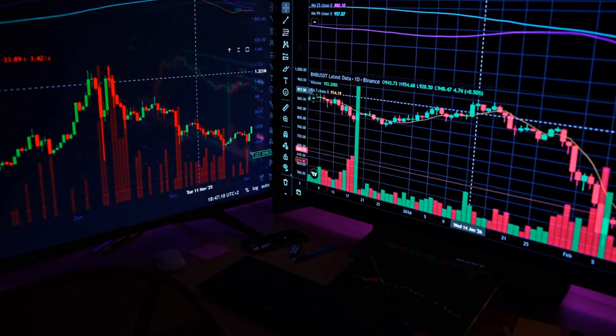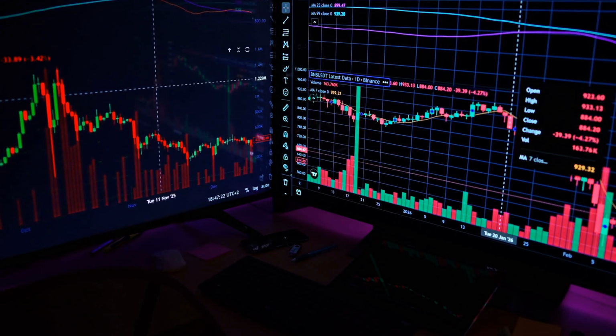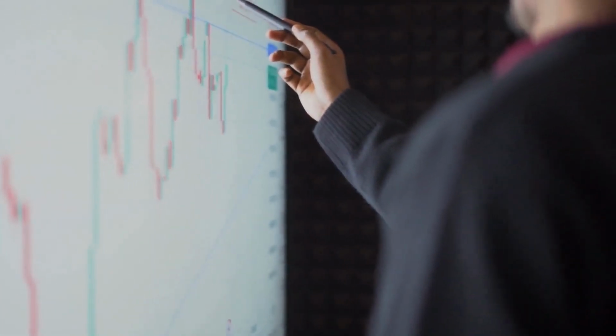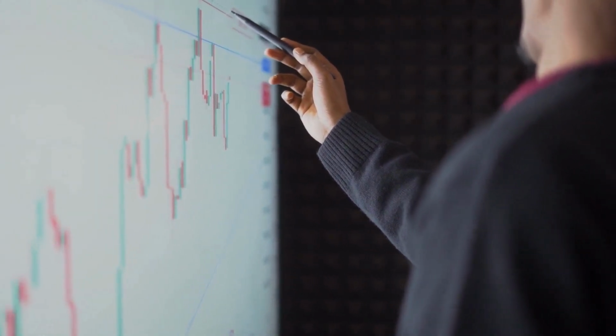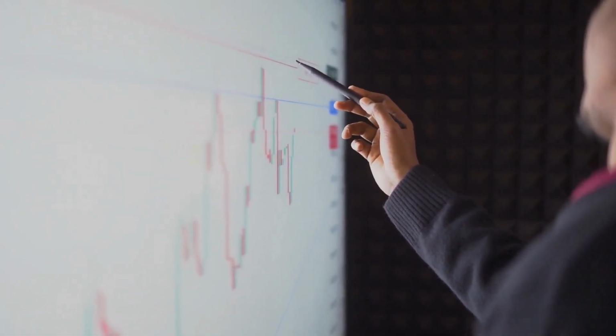Calculating your price target is straightforward. Measure the height of the triangle at its widest point, which is usually the very first swing high and swing low where the pattern began. Then project that same vertical distance from the breakout point. If you break out to the upside, add that height to the breakout price. For a downside breakout, subtract it.